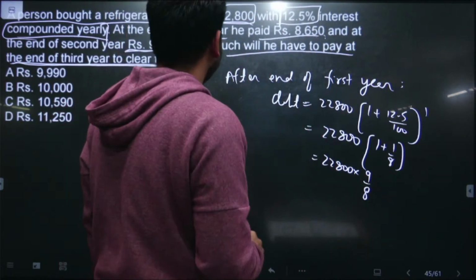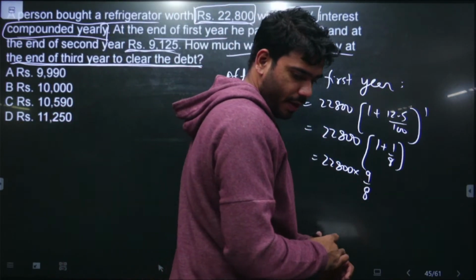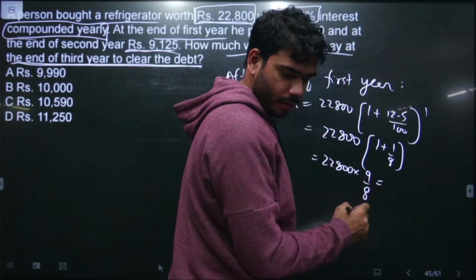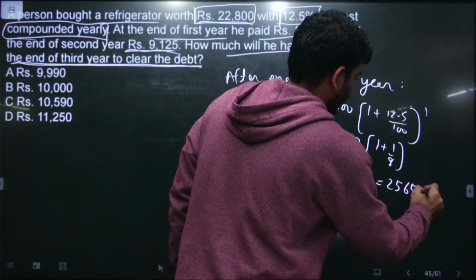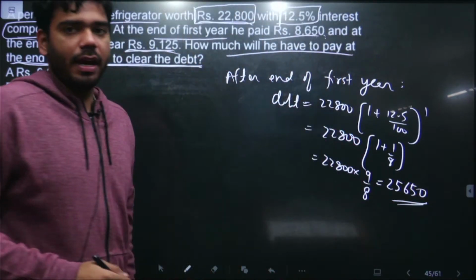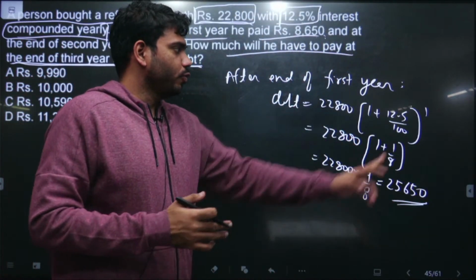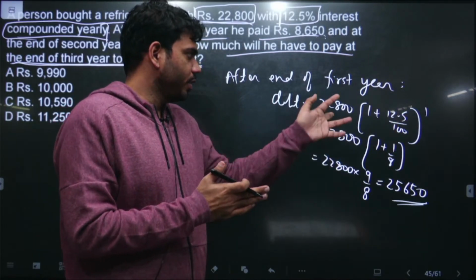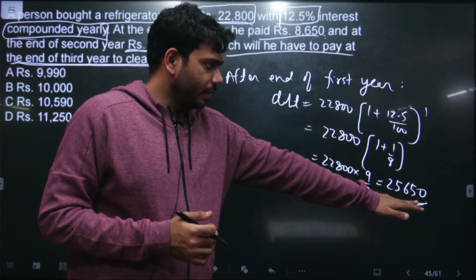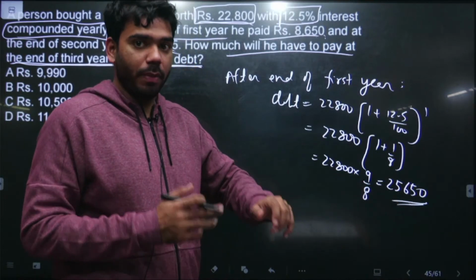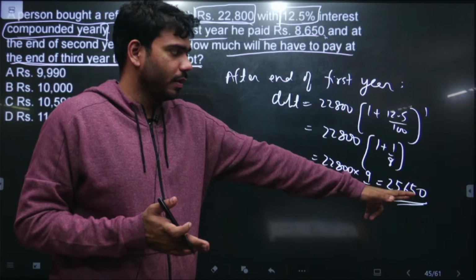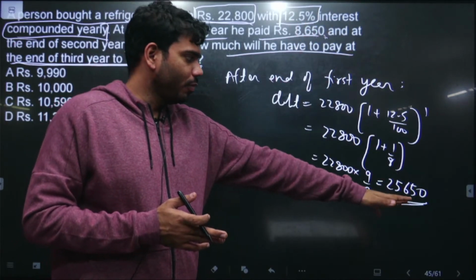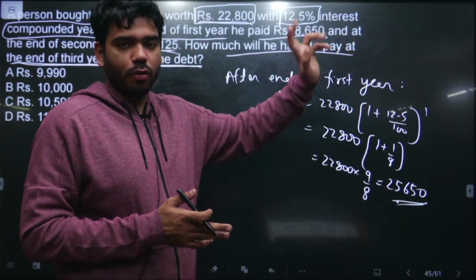And this is coming out to be, if you calculate this thing, 25,650. So it means after the end of first year, if interest of 12.5% is laid on this 22,800, the total liability that the person is having is 25,650. But he is paying something, so we have to adjust this payment. बस सीधा minus कर देंगे, इतना was his complete liability and he is paying this much amount of money.